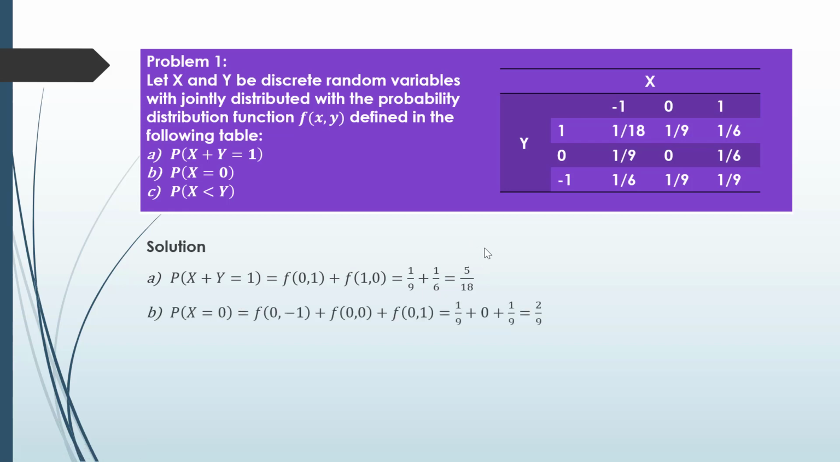Question B. Probability x equals 0. So for the probability x equals 0, we basically sum this column. So we have 1/9 plus 0 plus 1/9.